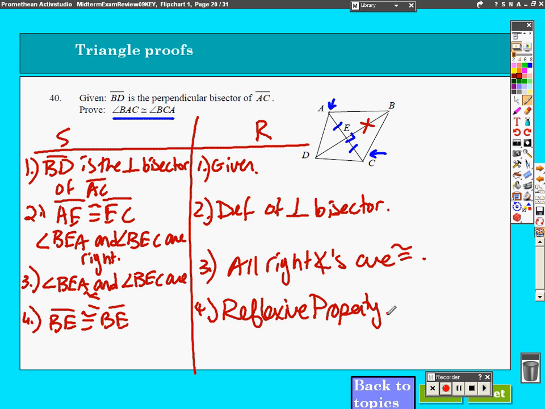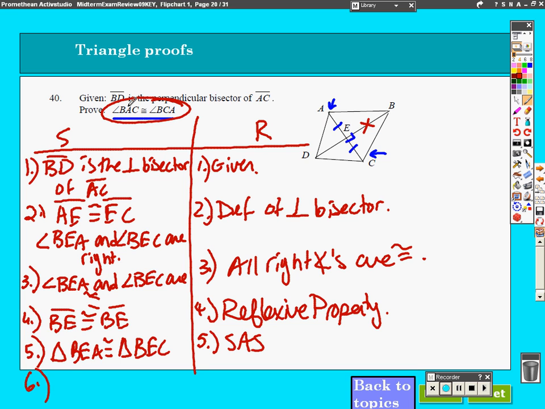All right. Keeping on going, now we have enough to show that these two triangles are congruent. Item number 5 is that triangle BEA is congruent to triangle BEC by, what do I have marked? I have a side, an angle, and a side. That's my reason for that, side, angle, side. And finally, since the two triangles are congruent, what we want to show is congruent can therefore be congruent. So angle BAC is congruent to angle BCA by CPCTC.